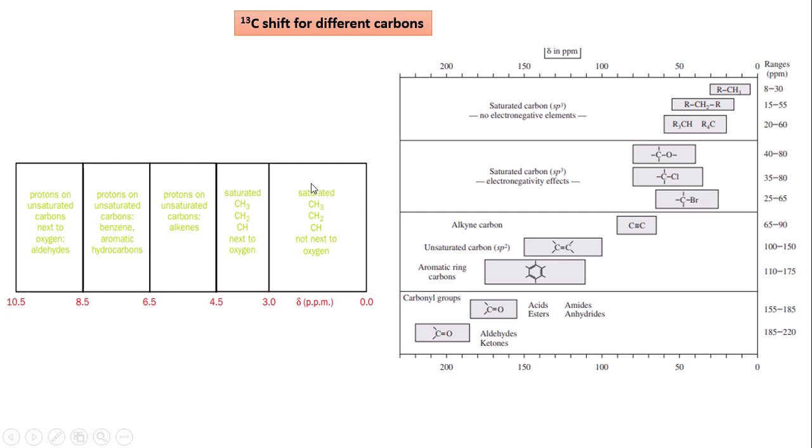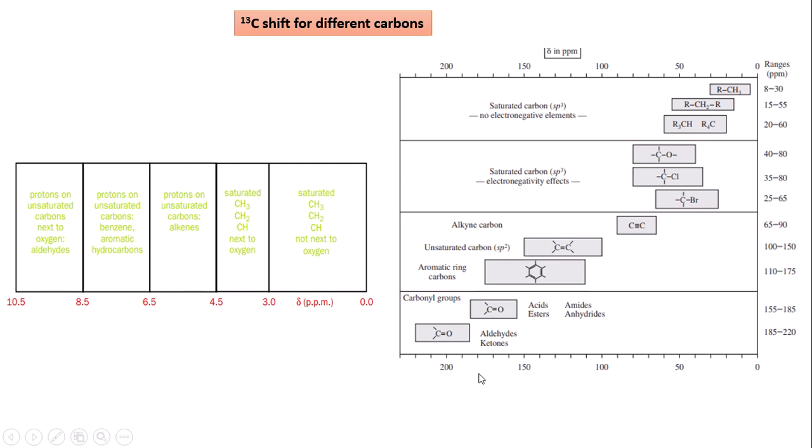Here the saturated CH3, CH2 and CH groups come in 0.0 to 3.0 delta in ppm, and the saturated CH3, CH2 and CH next to oxygen come at 3.0 to 4.5 ppm. Next, this is the alkene region where protons come, and this is the aromatic region protons, and these protons come for the aldehyde.